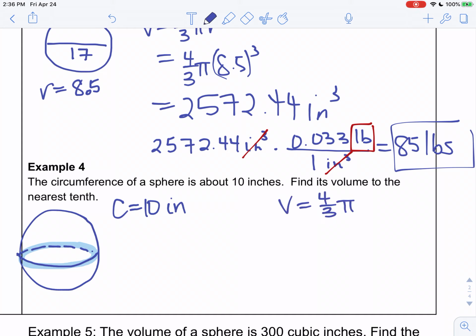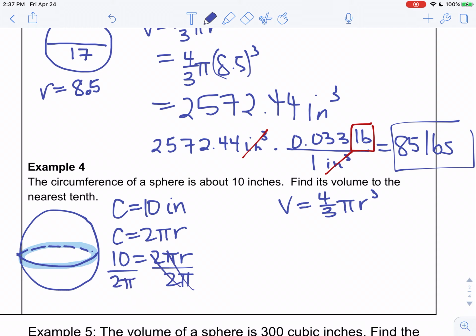Well, the one thing that we need to know in order to find volume is radius. Think back to circumference in our last unit. Remember, circumference is 2 pi r. So, if 10 is equal to 2 pi r, I can divide both sides of my equation by 2 pi to get r by itself.